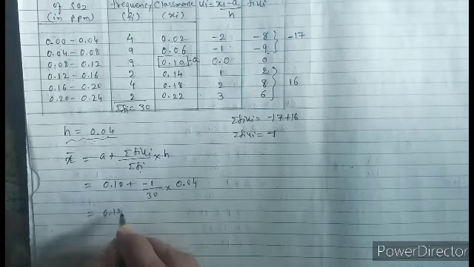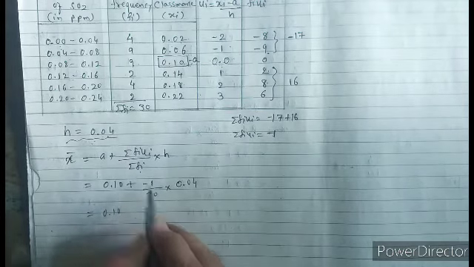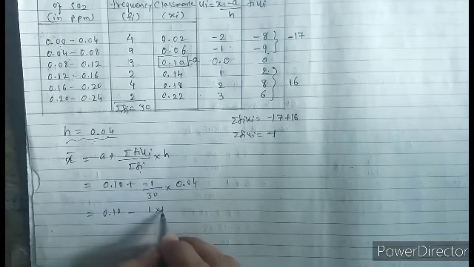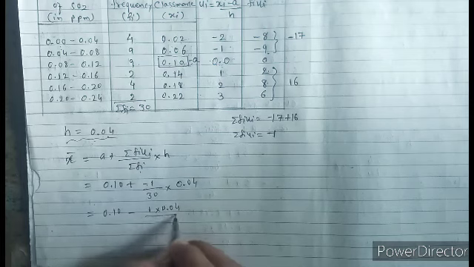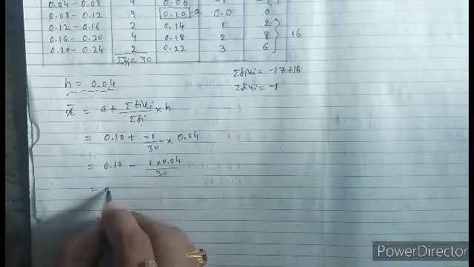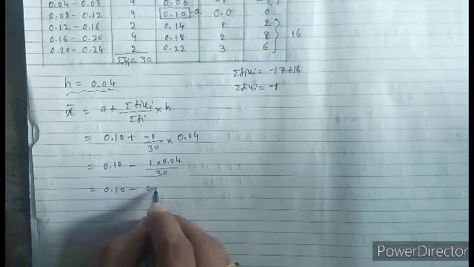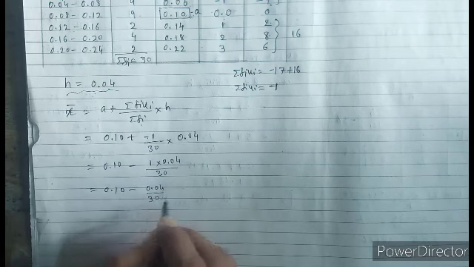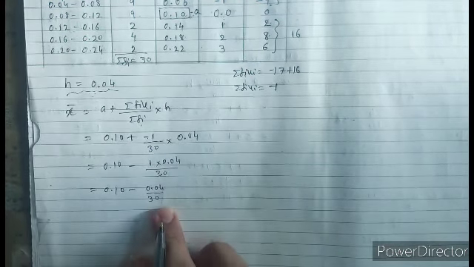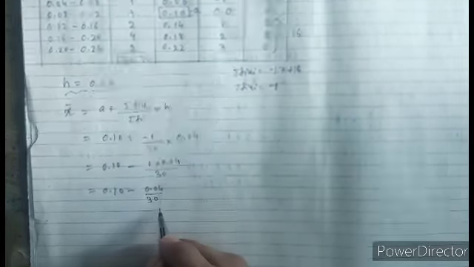This will be 0.10 plus minus 1 multiplied by 0.04 divided by 30. We know that 0.04 multiplied by 1 is 0.04, divided by 30. Now how to do this? In episode number 2, I had shown you how to do this calculation. Once again, I am showing you this.